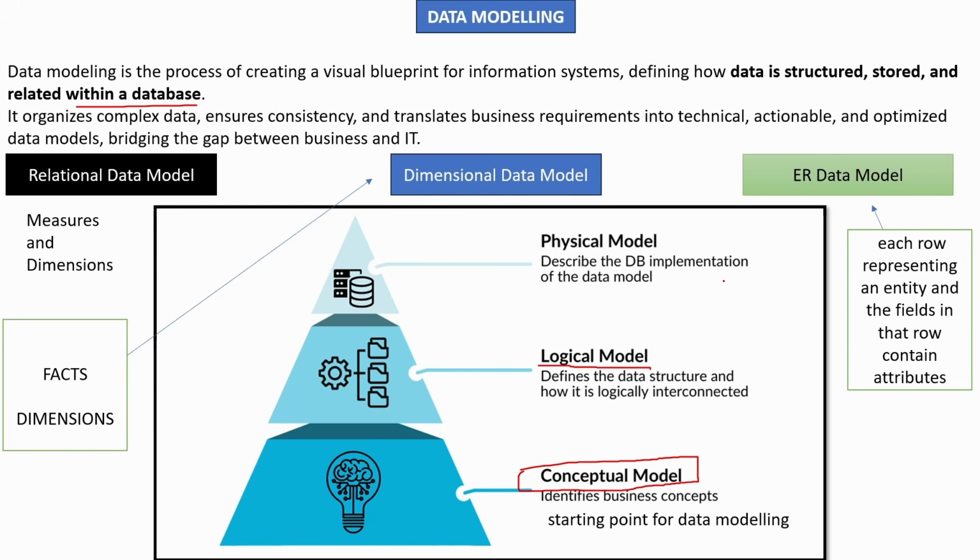Now let's talk about the physical model. This is where we actually start to build the systems. Database specific designs, including your tables, columns, and data types, are all defined and built here. If you ask me which data model we generally use, data engineers majorly focus on dimensional data modeling. This is our bread and butter. Let's deep dive into that because it is very important from the data engineering point of view.